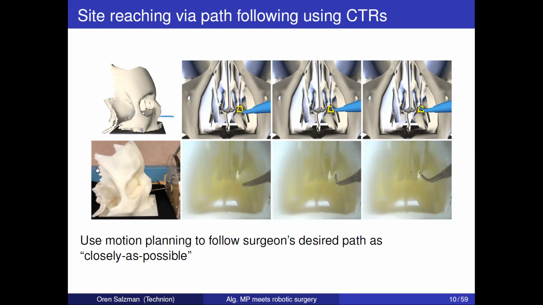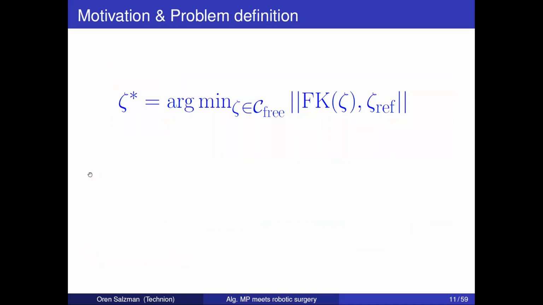So let's try to formalize this problem. We're given a reference path in task space. So this is in the space of the robot's end effector. And our planning problem calls for computing a collision-free path whose forward kinematics, so for each one of these collision-free paths, we want to look at the tip of the robot while executing that path. And we want it to be as close as possible to the reference path.